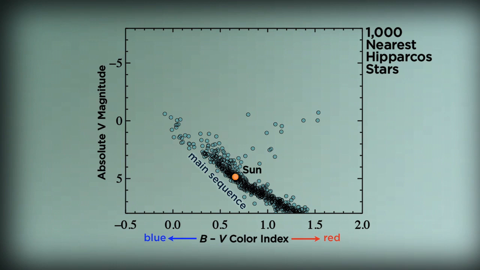This looks very different. There are a lot fewer giants. And the main sequence is still there, but it's much more weighted toward the cooler, less luminous end. Now the Sun looks sort of average. It's certainly not one of the faintest stars. The point of this is that there's a big difference between the nearest stars and the brightest stars.